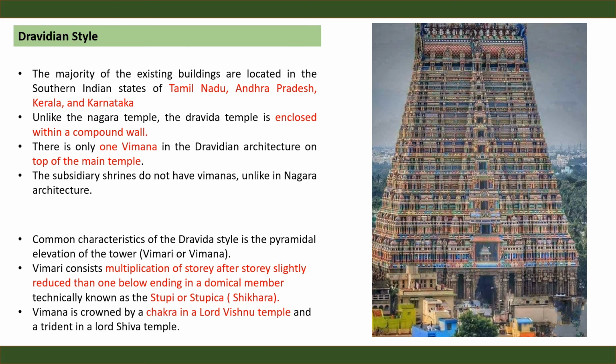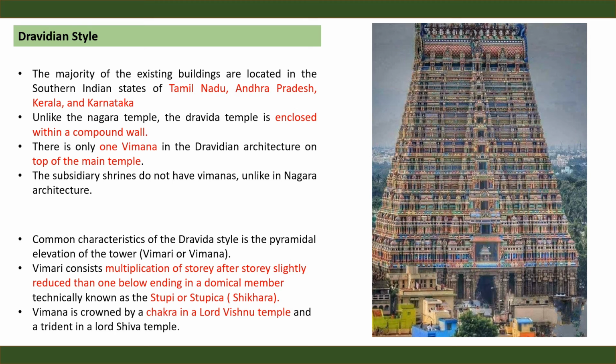Next, in Dravidian style, the majority of the existing buildings are located in the southern Indian states of Tamil Nadu, Andhra Pradesh, Kerala and Karnataka. Unlike Nagara style of architecture, the Dravidian style of temple architecture is enclosed within a compound wall. There is only one Vimana in Dravidian architecture on top of the main temple.